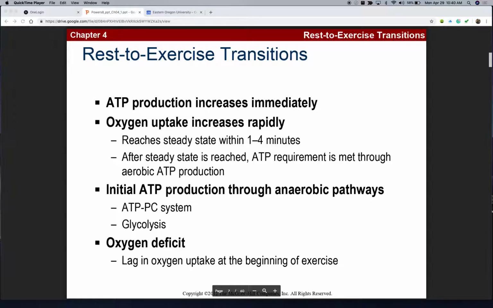Just because it's our, whoa, what's going on here? Guess we better ramp things up.